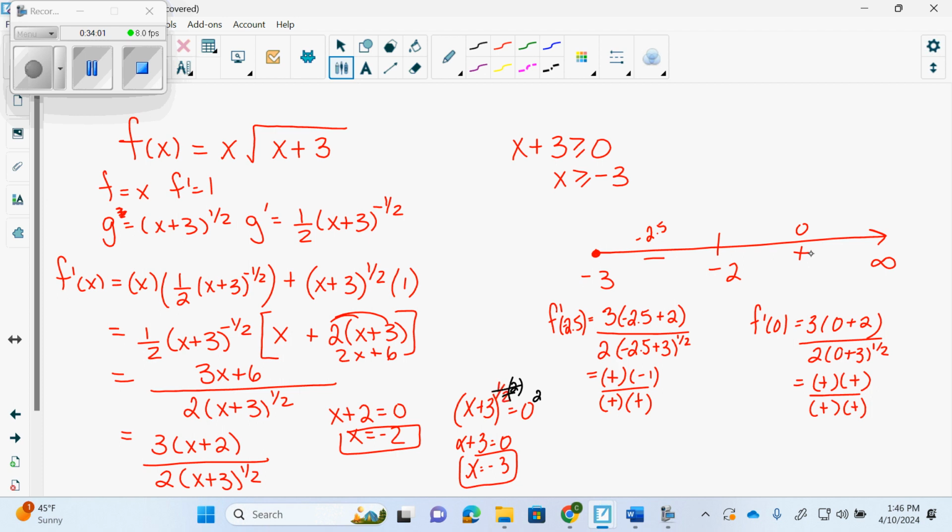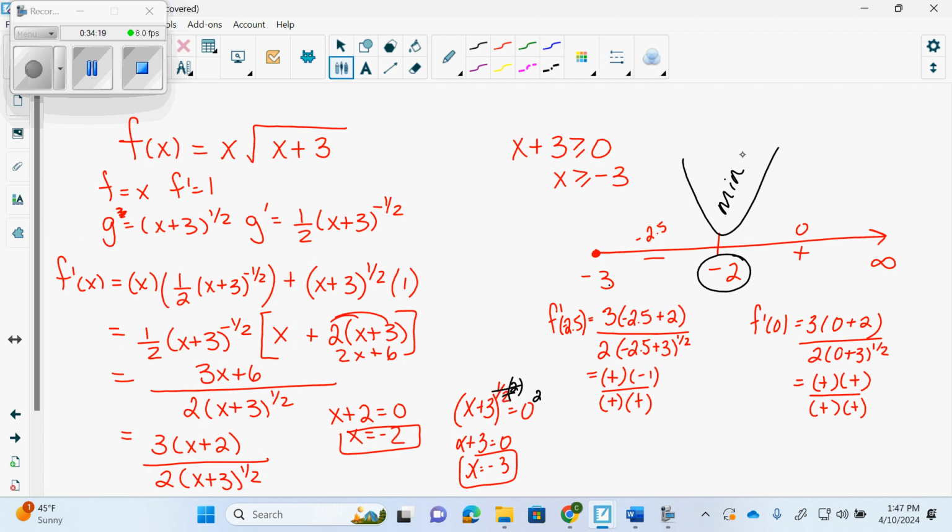So we're decreasing between -3 and -2, closed bracket on the -3. We're increasing between -2 and infinity. What's happening at -2? It is decreasing to increasing, so this is a min, right?